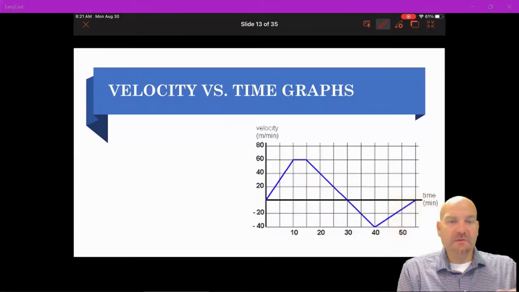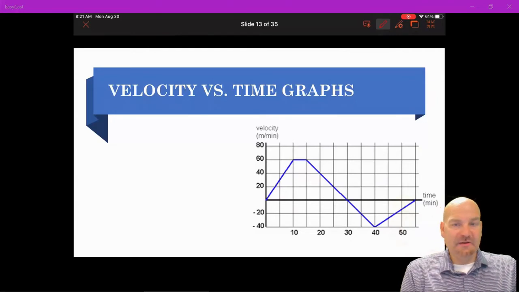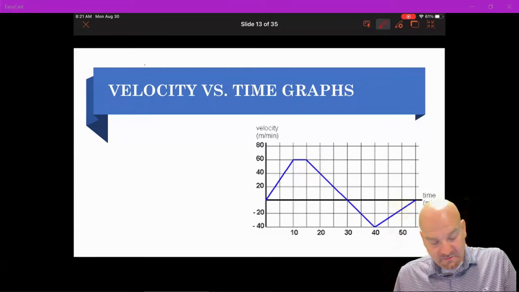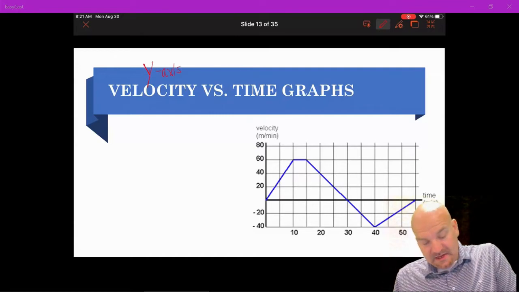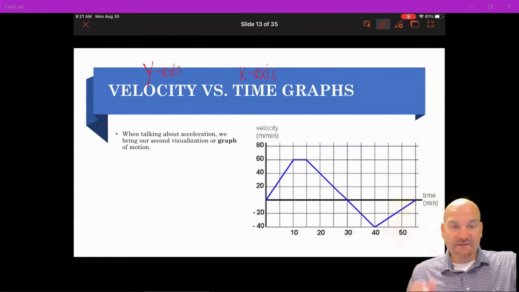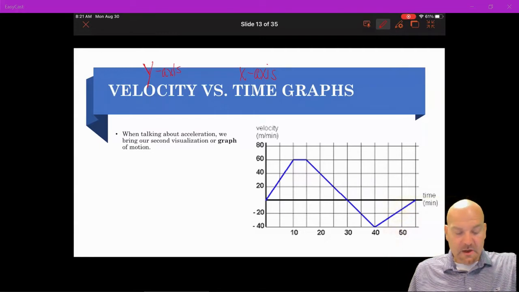Okay, so in the last video we talked about acceleration, right? And so the acceleration allows us now to create different types of graphs that we know as velocity time graphs. So velocity will be on the y-axis, and time, again, will be on the x-axis. Okay? So when talking about acceleration, we begin our second visualization or graph of motion.